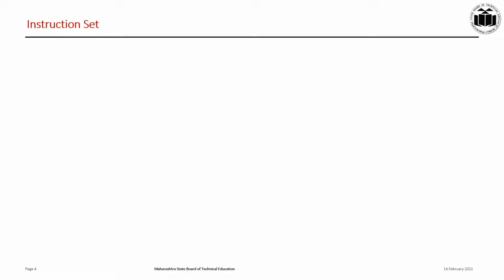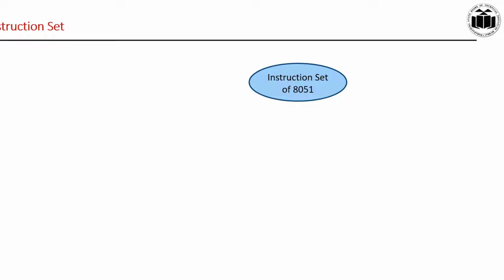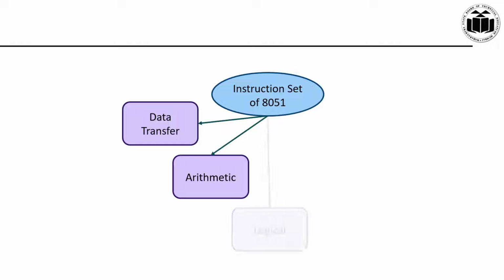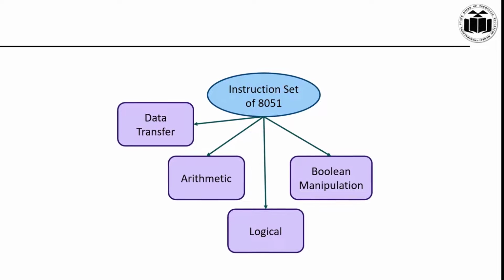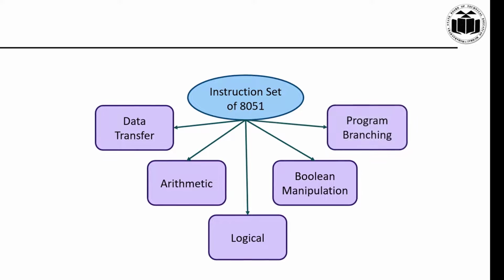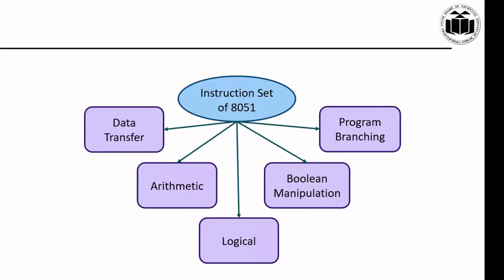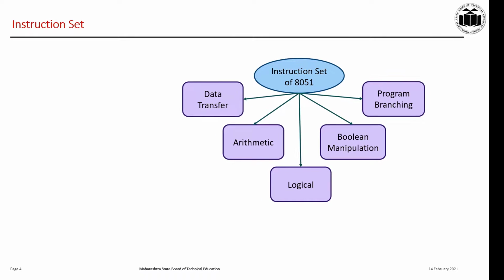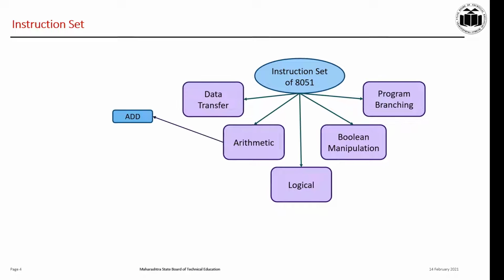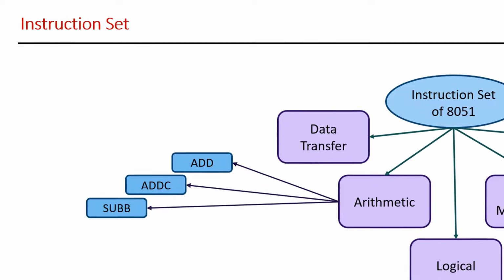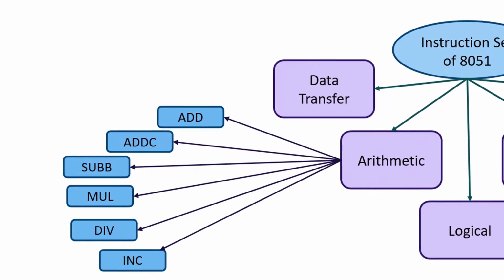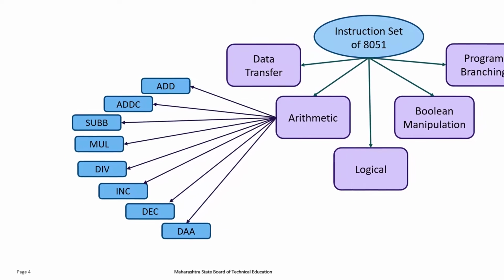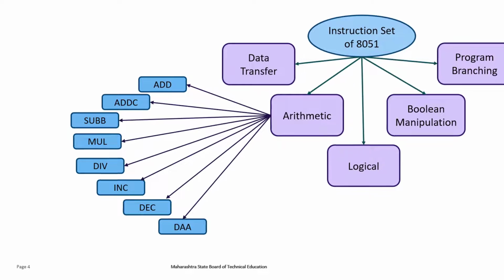Instruction set of 8051 microcontroller is having 5 types of instructions: data transfer instructions, arithmetic instructions, logical instructions, Boolean variable manipulation instructions, and program branching instructions. In the previous lecture, we had learned about various data transfer instructions. Today, we will discuss arithmetic instructions: ADD, ADDC, SUB, MUL, DIV, INC, DEC, DA. All these instructions fall under arithmetic category.